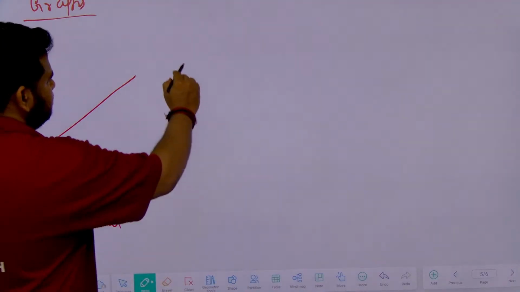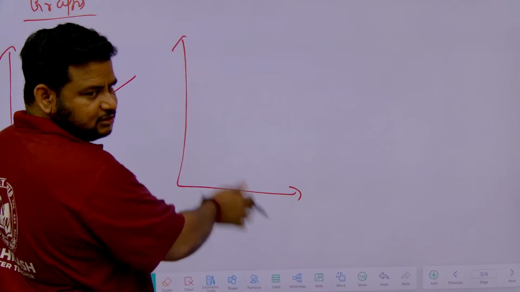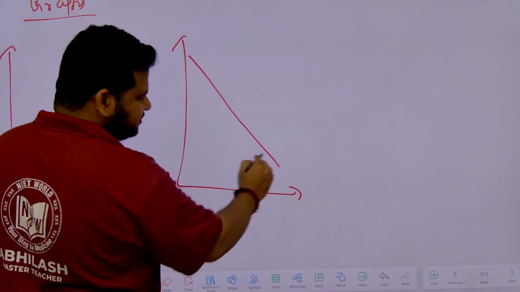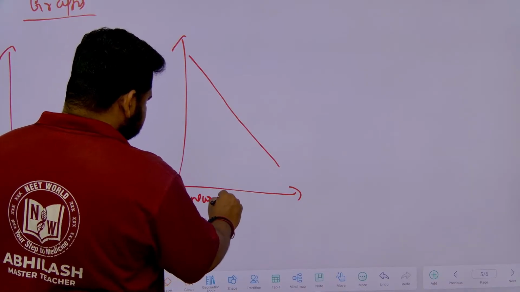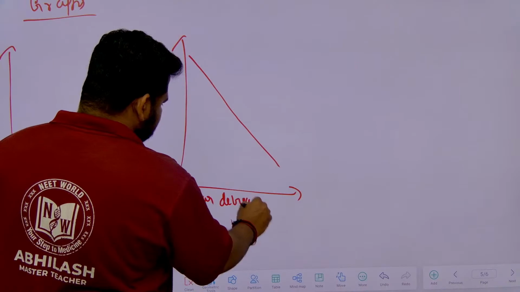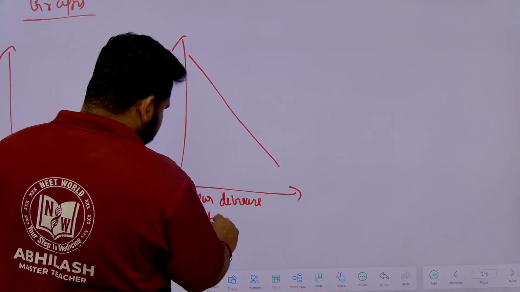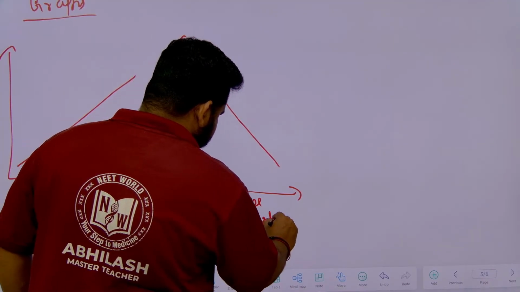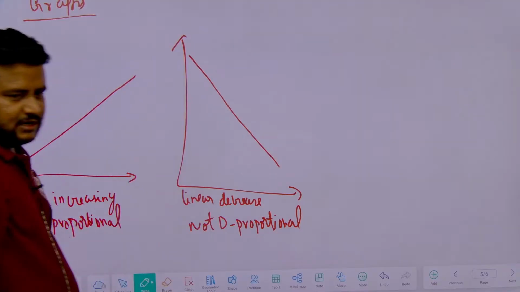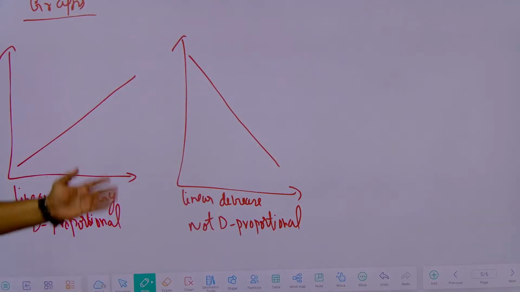Now if they give linear decrease, if something is increasing, another value has to decrease. Linear decrease will be like this. This is not directly proportional. For example, if speed is increasing, time is decreasing, or if time is increasing, speed will decrease. So this is the graph you will get, not directly proportional.